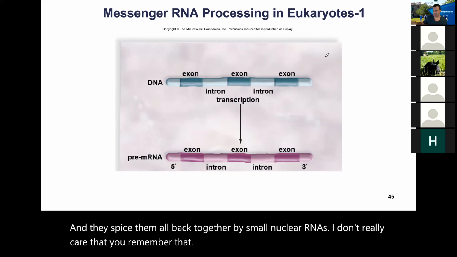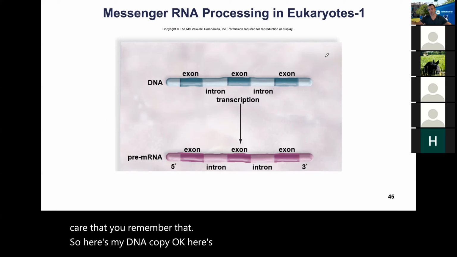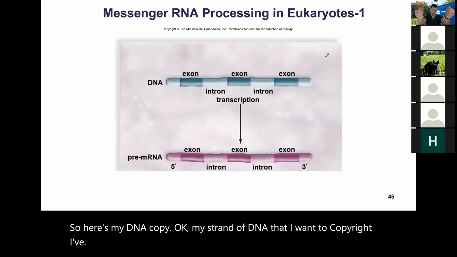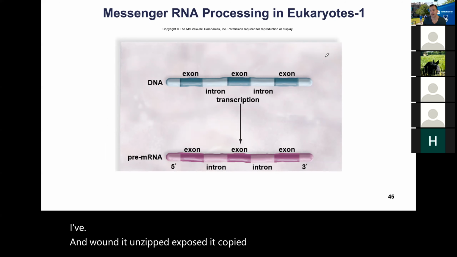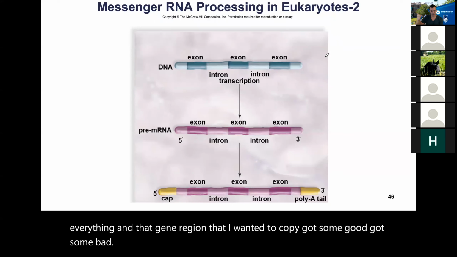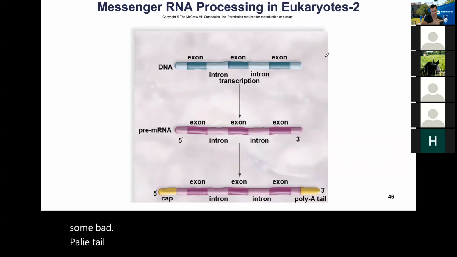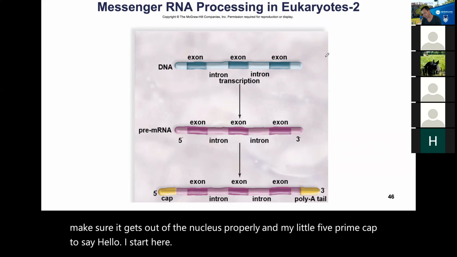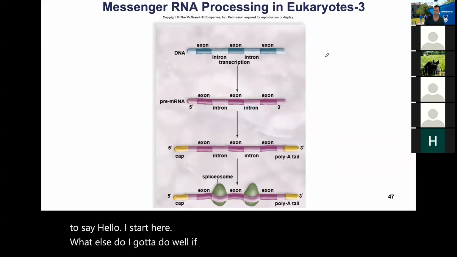So here's my DNA copy, okay? Here's my strand of DNA that I want to copy, right? I've unwound it, unzipped it, exposed it, copied it. There's my pre-mRNA. Copied everything in that gene region that I wanted to copy. Got some good, got some bad. Poly A tail. Make sure it gets out of the nucleus properly. And my little 5' cap to say, hello, I start here. What else do I got to do? Well, if I'm a eukaryotic organism, I have a cellular body, spliceosome, that goes in there and cuts out the intron.